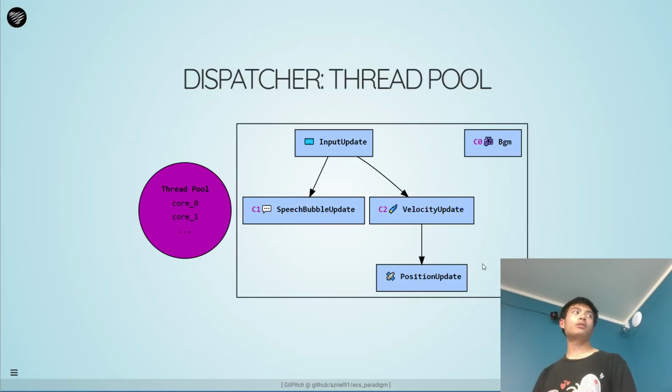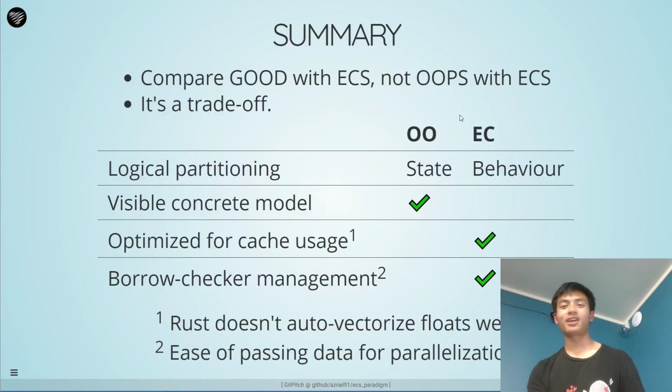And the thread pool is the pool of worker threads. We use Rayon, which I think defaults to 1 thread per core on your computer. Cool. So I think that's our summary. Yeah. So this is a very short list.